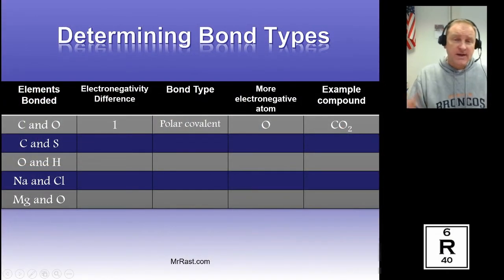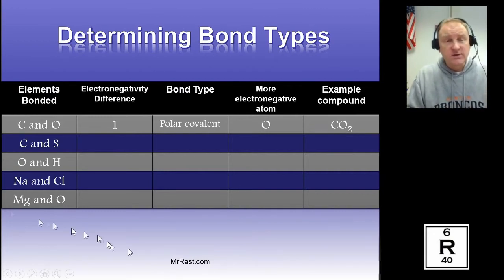What I'd like you guys to do now is pause the video and give these a try. These are determining bond types. So I want you to figure out what is the difference in electronegativity. You're going to need a periodic table that has electronegativity on it. What's the difference in electronegativity of these bonds? And then determine what type of bond they are. Are they polar covalent, nonpolar covalent, or are they ionic? Which of the atoms is most electronegative? And what is an example of the name of a compound that has these in there?